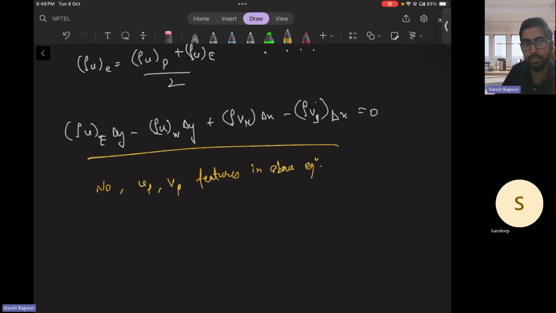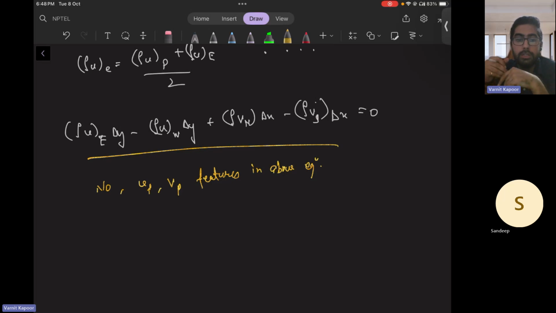Because we are writing the equation for cell P, and none of the values of cell P, that is u or v corresponding to that cell, is featuring in this equation, that has some strong implications. We will see what implication it has. Because u_P and v_P do not feature in the above equation, there is a major consequence, or you can say major trouble, which will affect our solution procedure.